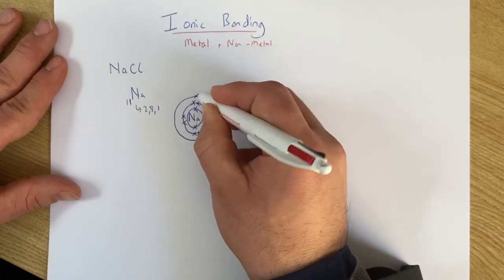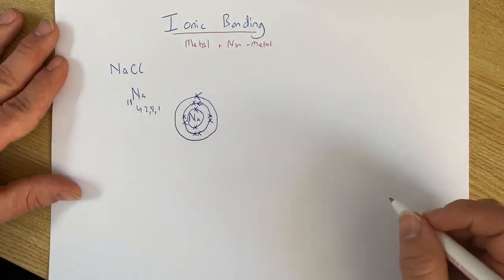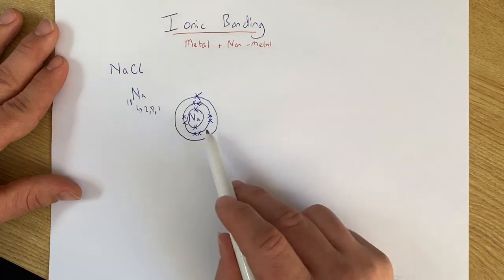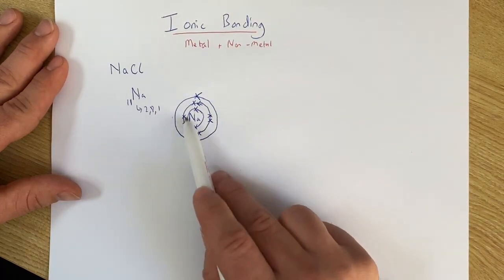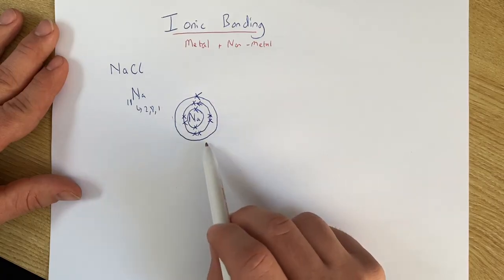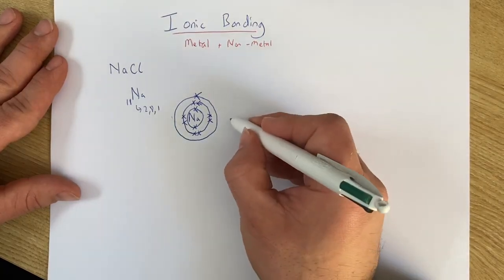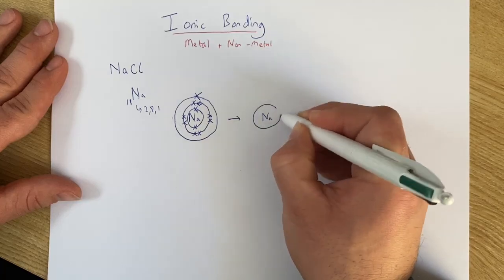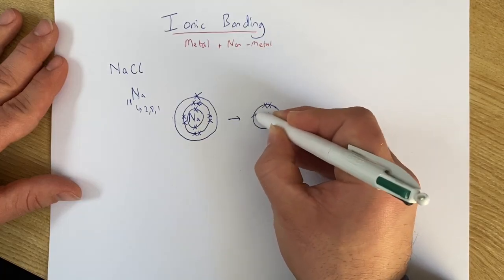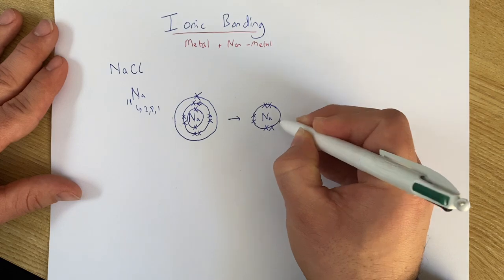When sodium forms an ion, it wants to have a full outer shell, and it is easier for sodium as a metal to lose this 1 electron to go down to this full outer shell than gain 7 more. And so when it reacts, what we would draw is we would just write sodium, and we show the 8 electrons in its outer shell.